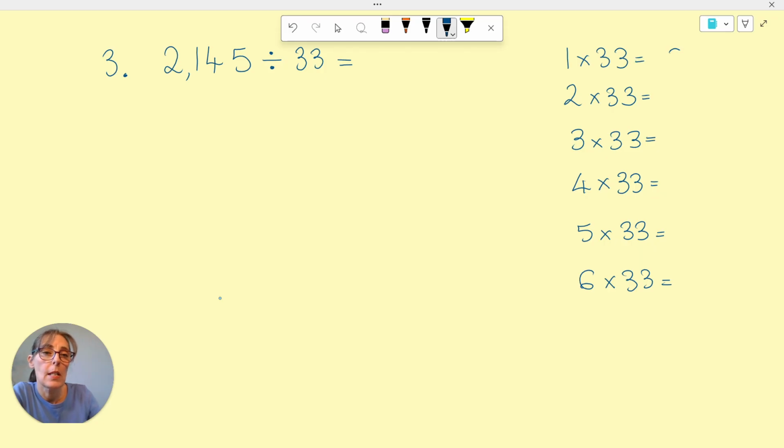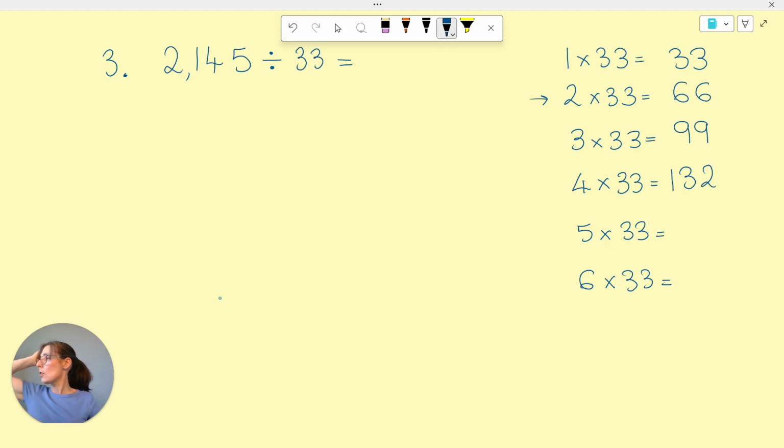So 1 lot of 33 is 33. 2 lots of 33 is going to be 66. 3 lots of 33 is 99. Right, 4 lots of 33 is 2 lots of 33, 2 lots of these. So 4 lots of them is a 2 and another 2, which makes 4. So 60 plus 60 is 120, and 6 plus 6 is 12. So I think that's 132. Let me check. Yeah.